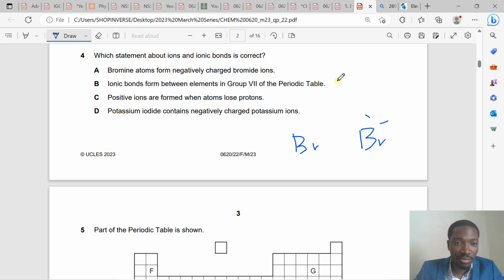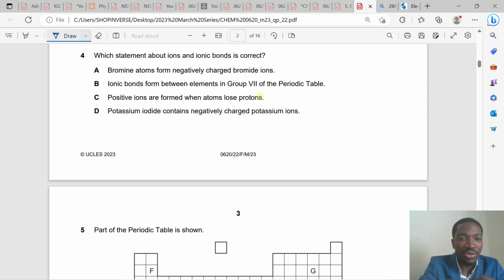Okay, good. So D says potassium iodide contains negatively charged potassium ions. No, the oxidation number of potassium is +1, so potassium iodide cannot contain negatively charged potassium ions. It can only contain positively charged potassium ions. And even if we assume an atom successfully loses a proton, the ion will be negatively charged, because when you remove positive charge from something, the resulting charge will be negative. So only A is correct in this case. We select option A as the correct answer to question 4.